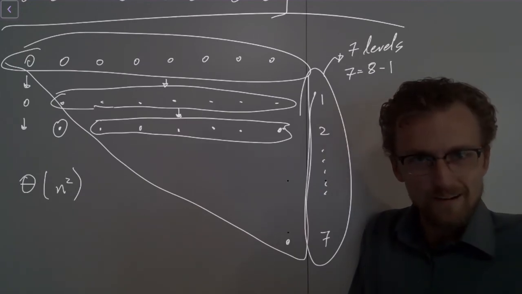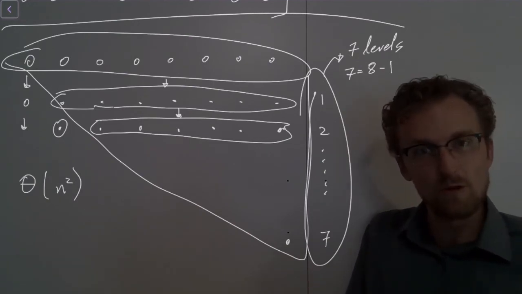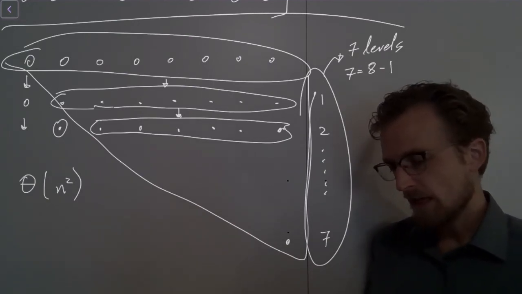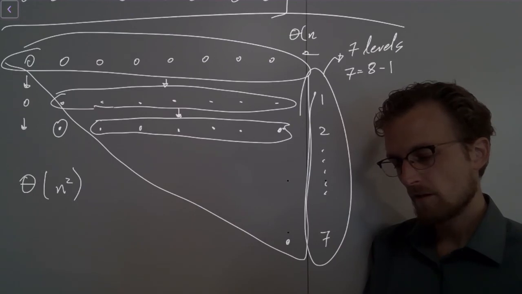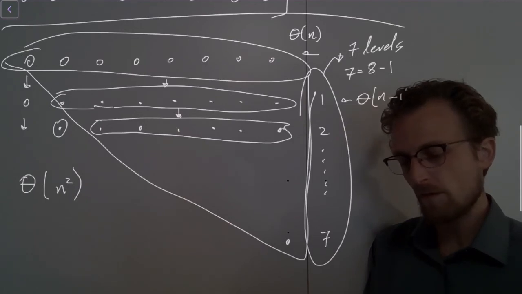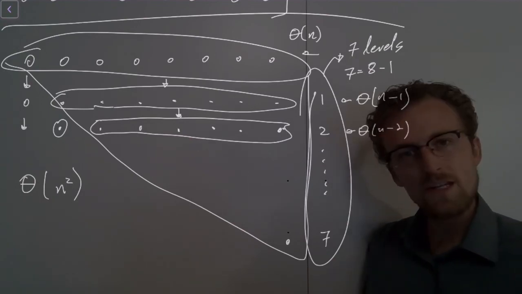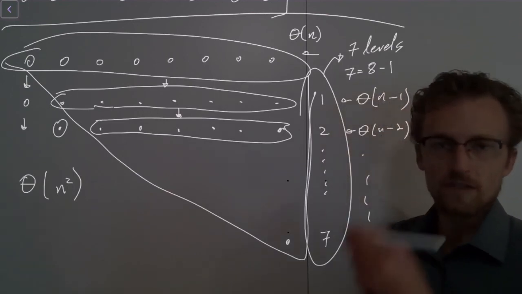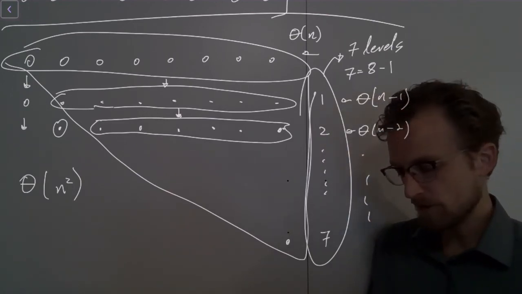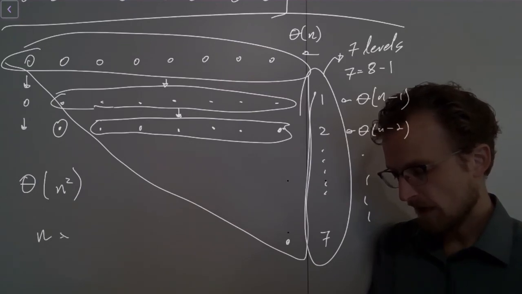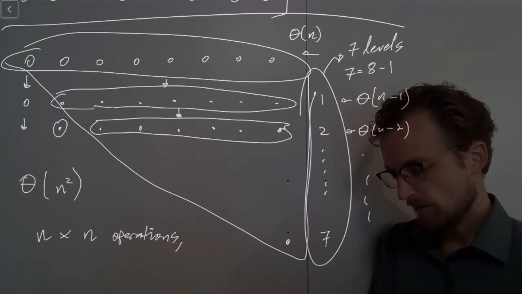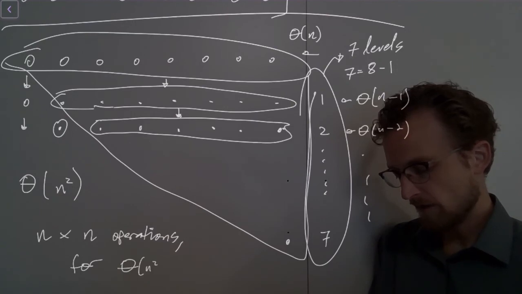Well, it's because it's a triangle, right? Triangles are always n squared if they have the same number of rows as columns. And so essentially what we have is, here we've got an order n operation. Here we've got, and I'm going to be a little bit casual here, an order n minus 1 operation. Here we've got an order n minus 2 operation. And then all the way down, how many of these are there? Well, there's approximately n levels. So overall, there are n times n operations for an n squared overall time complexity.